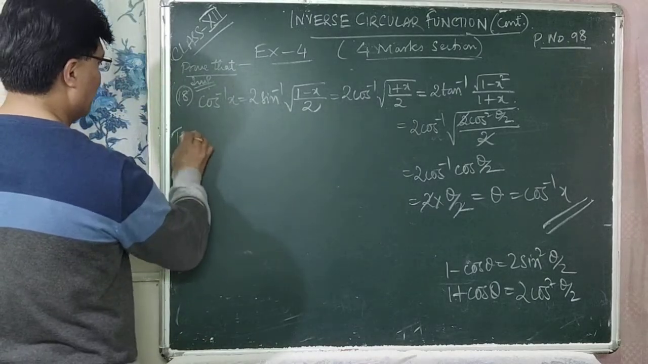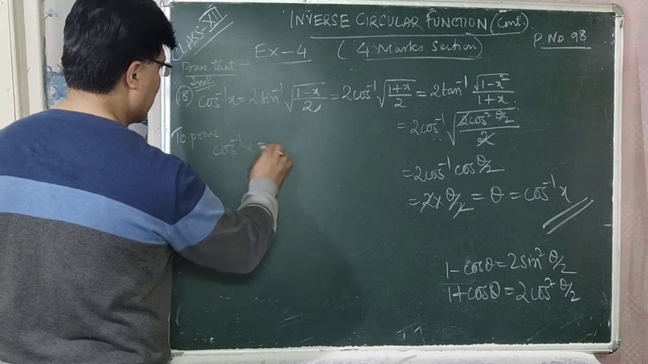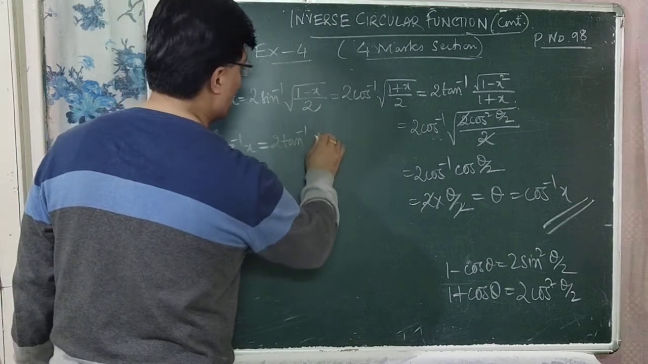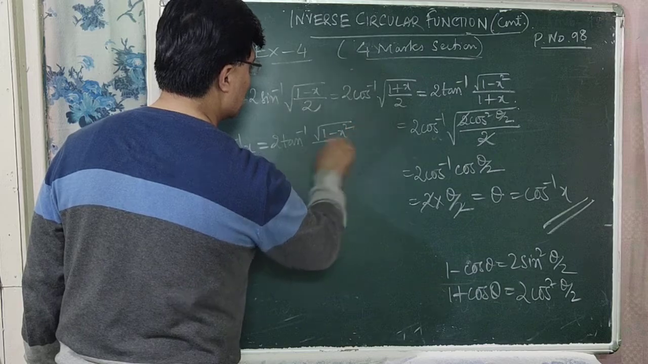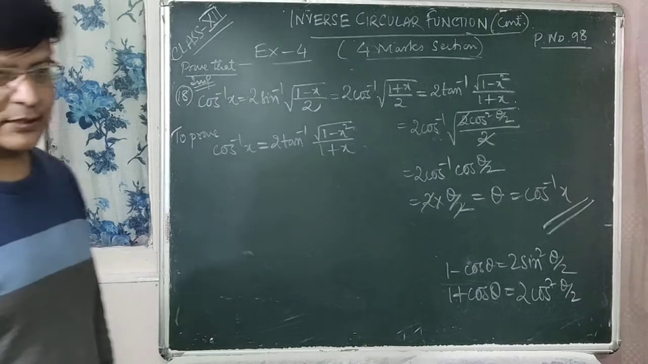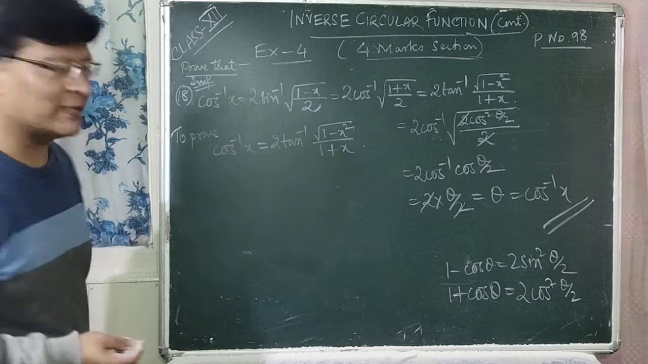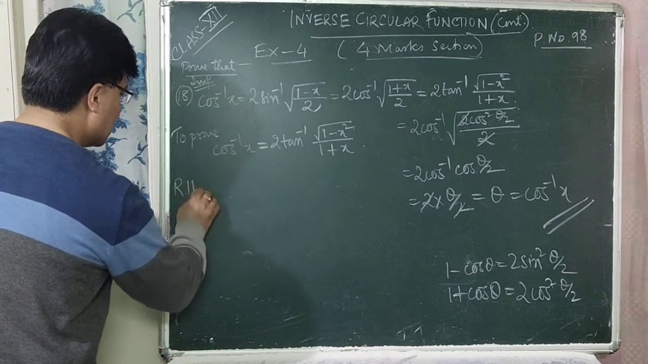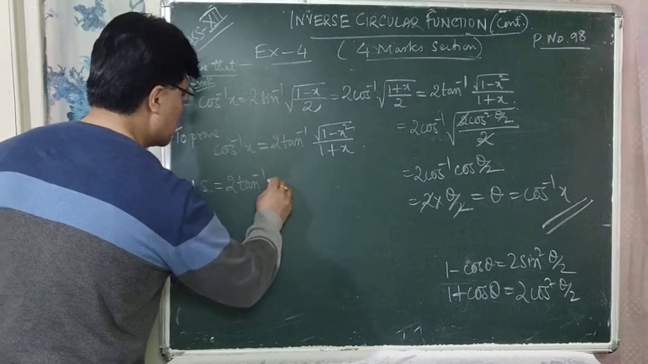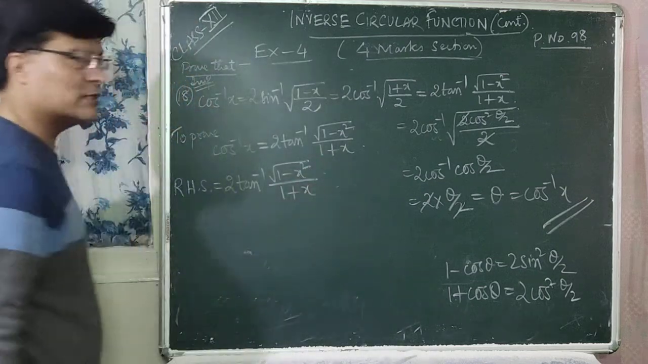Now, to prove cos inverse x is equal to 2 tan inverse of root of (1 minus x square) divided by (1 plus x). Now let us prove this result, that is, first is equal to fourth. So here also let us prove it from the right hand side. That is, RHS is equal to 2 tan inverse of root of (1 minus x square) divided by (1 plus x).